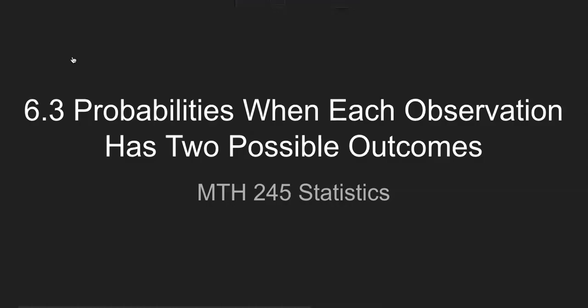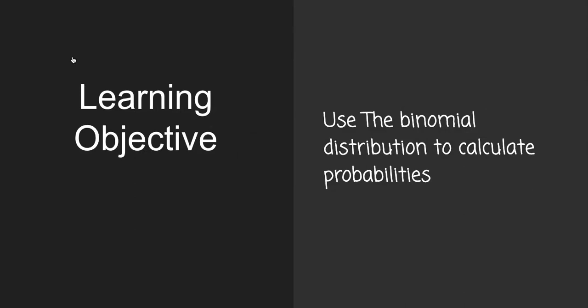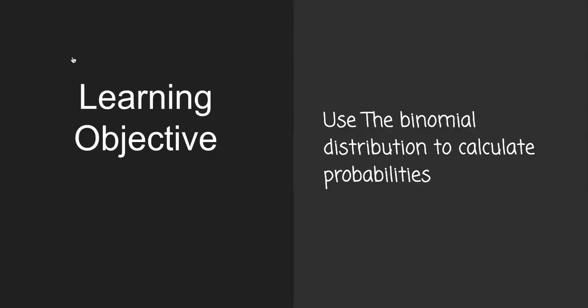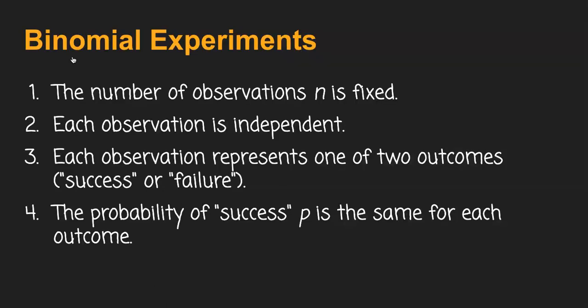6.3 is about probabilities when we have just two possible outcomes. It's also called the binomial distribution, like the prefix bi, two. Let me read the learning objective first. In this lesson, we will use the binomial distribution to calculate probabilities, and we will be using StatCrunch in order to find these probabilities, okay?